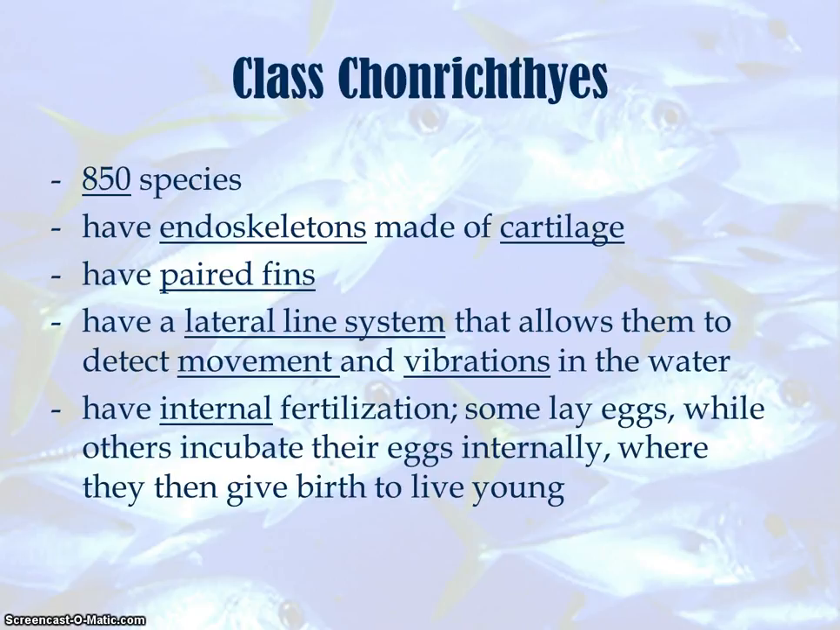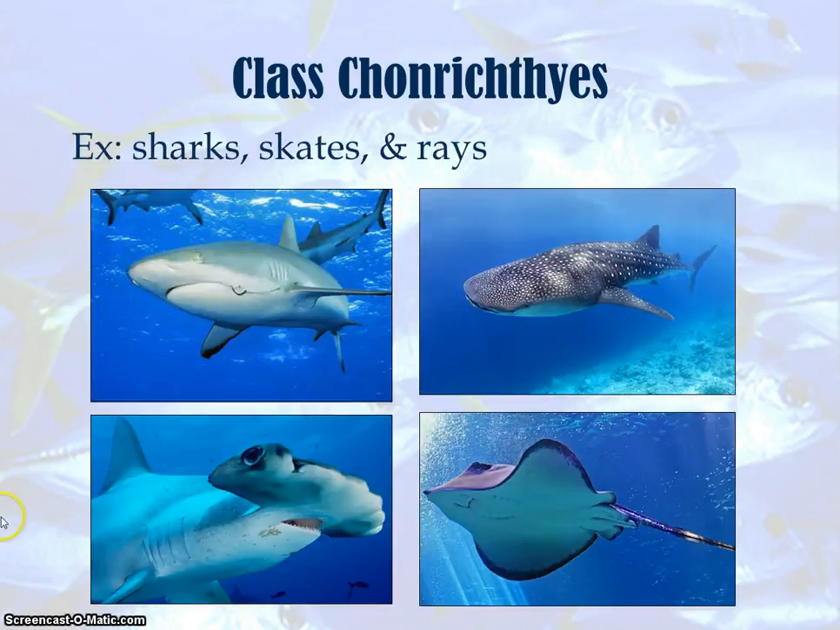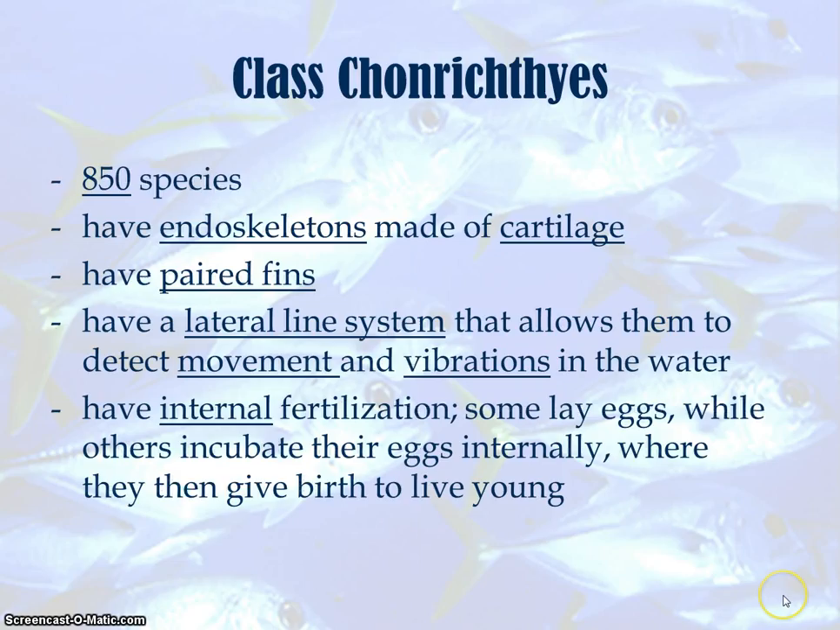They do have endoskeletons, because we're all talking about animals with backbones. However, their endoskeleton is also made of cartilage, so it's a soft skeleton, just like the hagfish and lampreys. This particular class of animals have paired fins. If you look at these pictures, you can see that the sharks have paired fins on either side of the ventral part of the animal. The whale shark has the same. The rays even have paired fins.